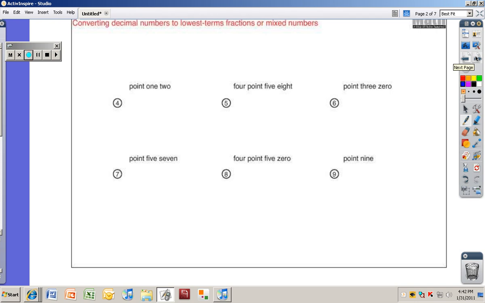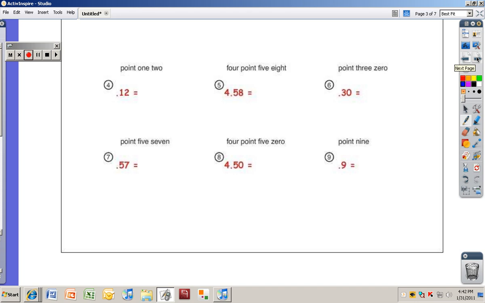Okay, it's your turn. I've got some words up here. See if you can fill these in on your paper. And then start the video up again when you're ready to see the solutions. So the first one says 0.12, 4.58, 0.30, 0.57, 4.50, and 0.9. And this is what they all look like.